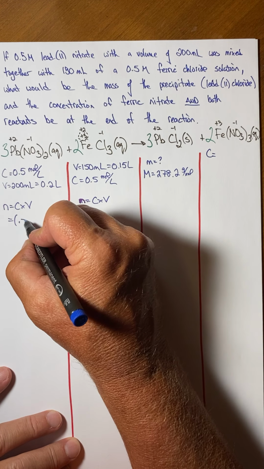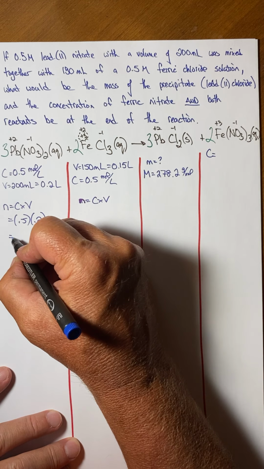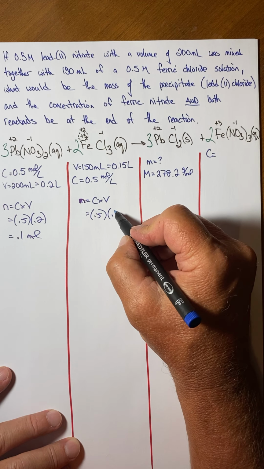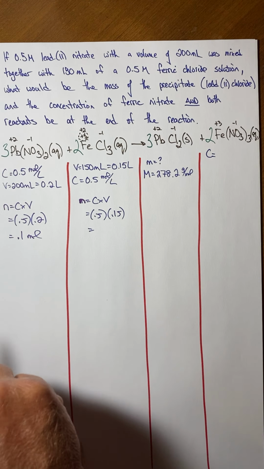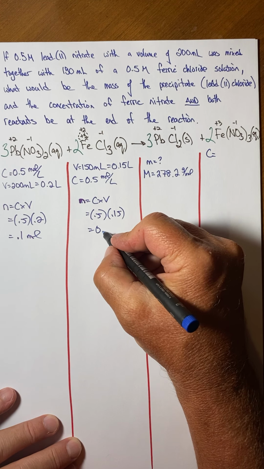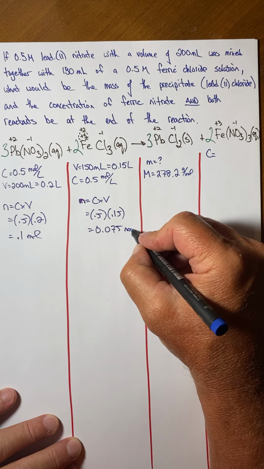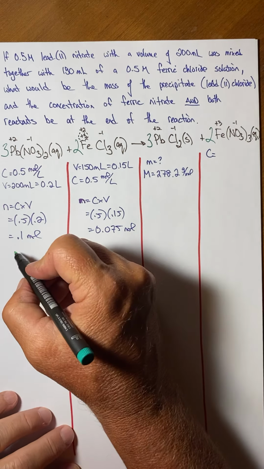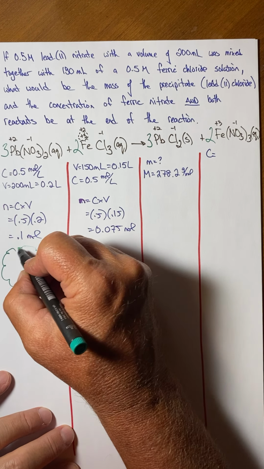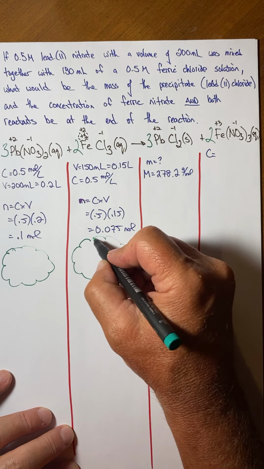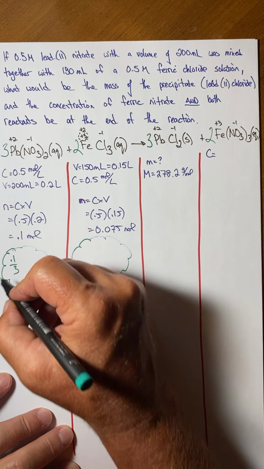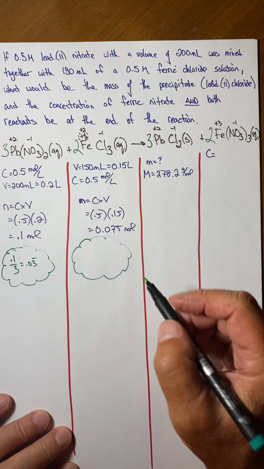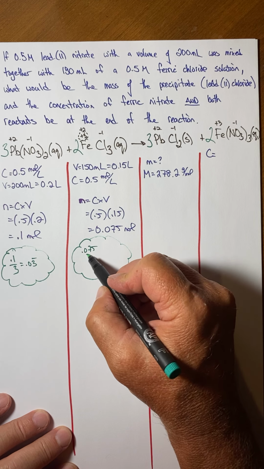All right, 0.5 times 0.2, which is 0.1 moles. 0.5, 0.15, and I get 0.075 moles. Now, in this particular one, I don't feel comfortable just predicting which one is going to run out, so I'm going to very quickly figure this out in my little rough thought cloud. So it's 0.1 divided by 3, and I get 0.03 repeated, and I'm going to do 0.075 divided by 2.